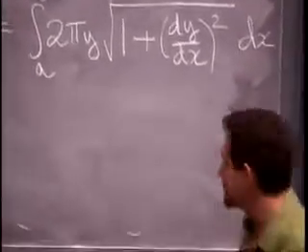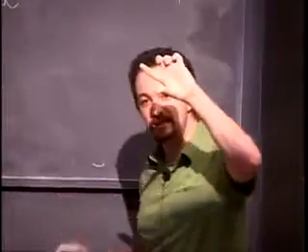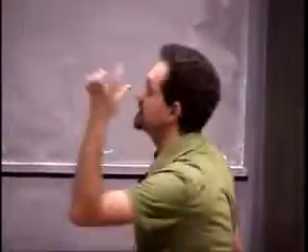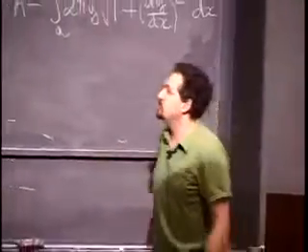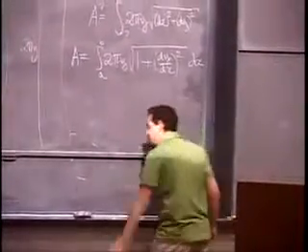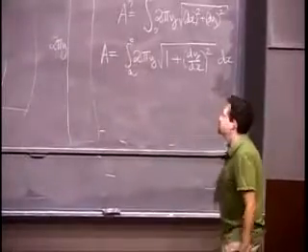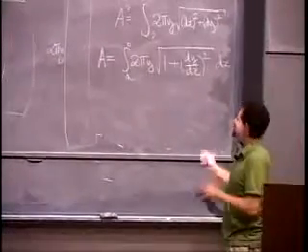With an extra 2 pi y. And that is to take into account the fact that you're taking that bit of arc length and you're revolving it around a distance of y. And when you revolve it, it becomes the radius, area swept out is basically the circumference, 2 pi y. Okay, so that's the standard formula.